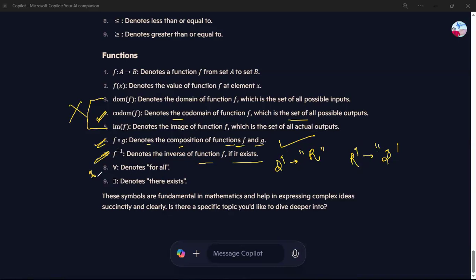This denotes for all, and this is important. This denotes there exists.